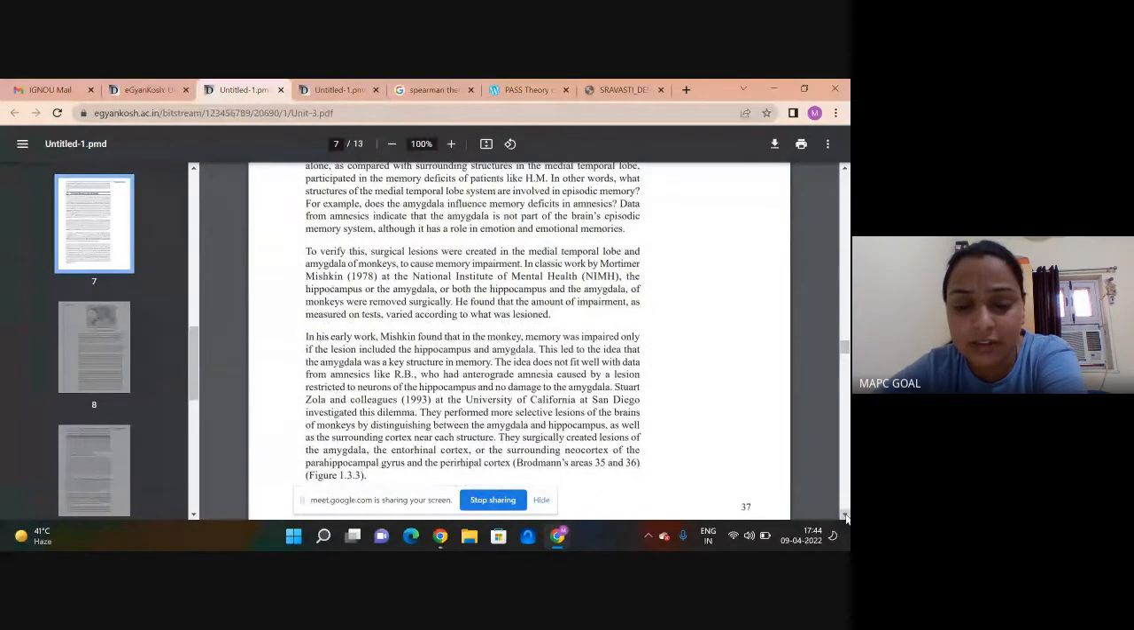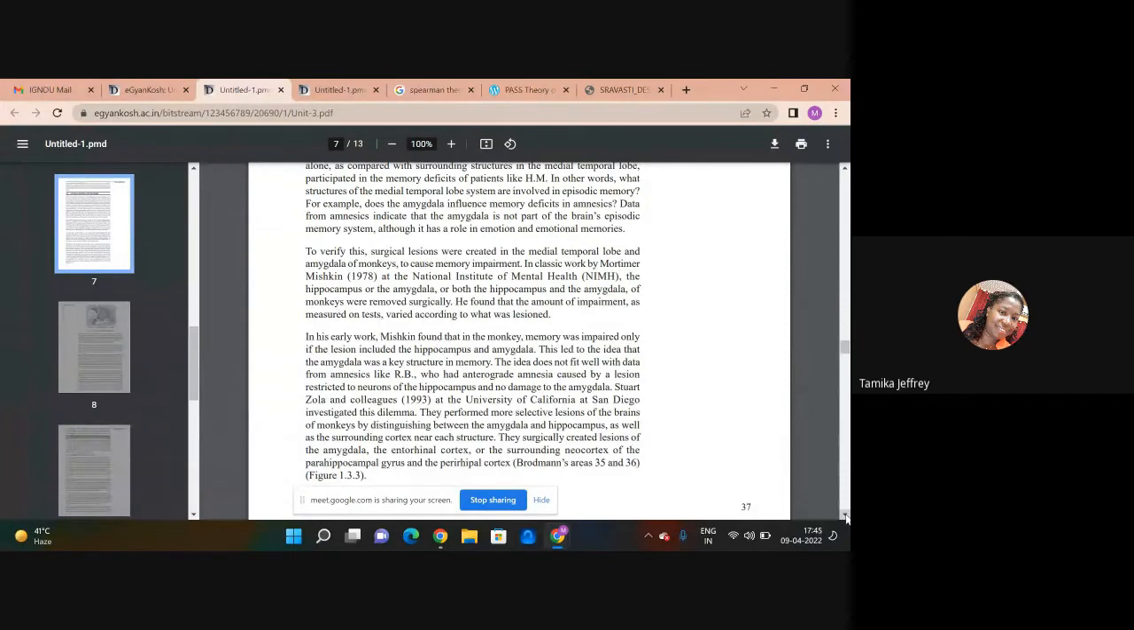But again, it's a very old study, conducted in 1978. Then the researcher Mishkin also found that in monkeys, memory is impaired. It's not just the hippocampus or amygdala, but there are some other brain areas that could also lead to memory impairment.